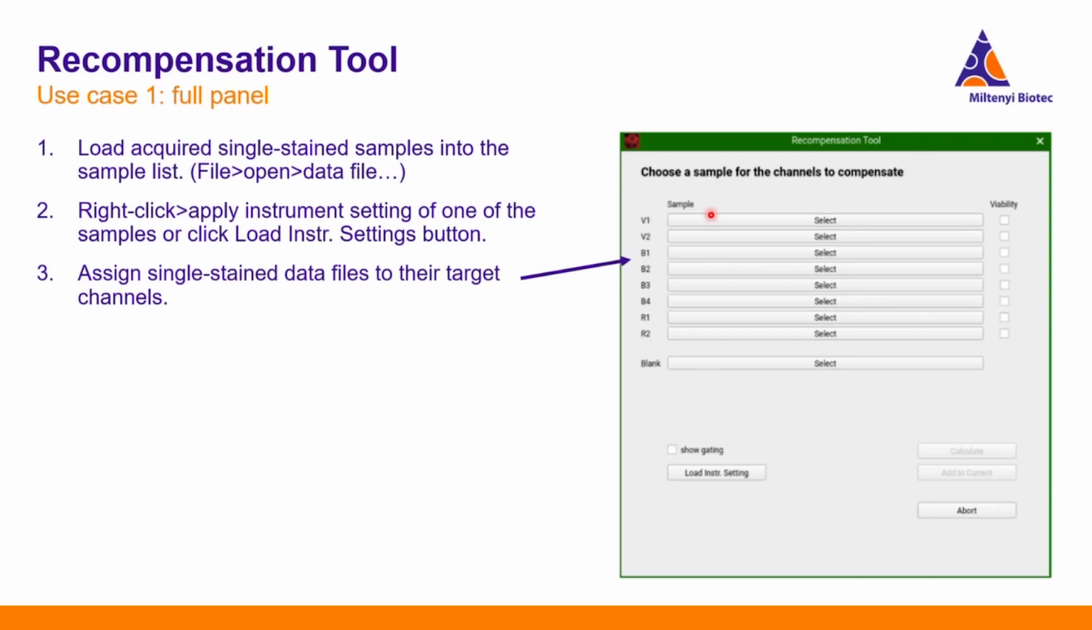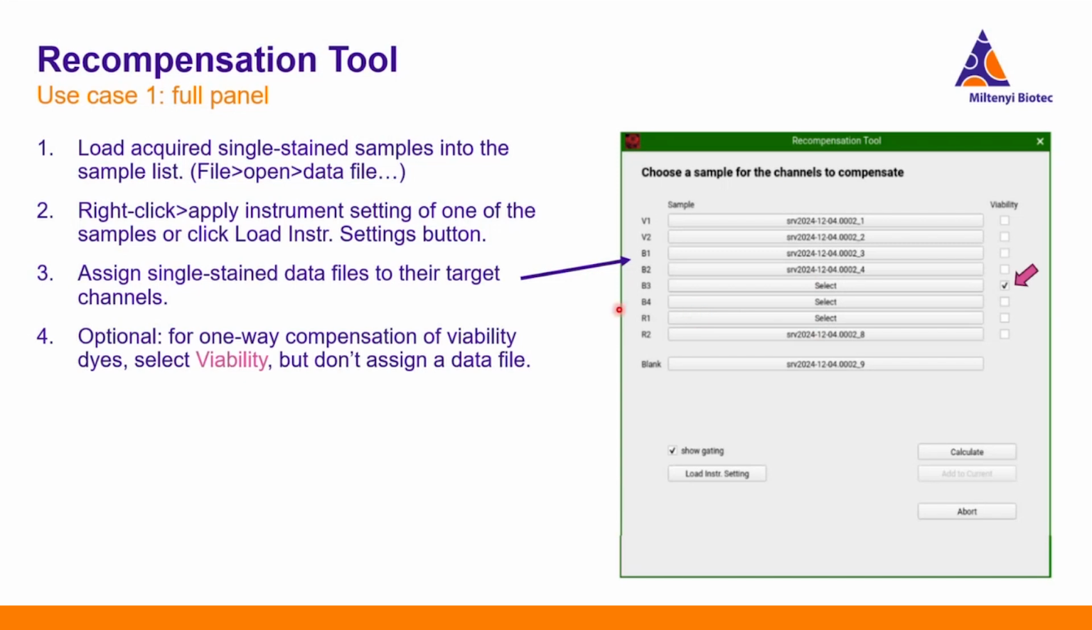And then here you can now assign the data files to the different channels, and you can do so by clicking Select, and then there will be a drop-down menu. So you can choose from the files which are in your sample list, and you assign them all one by one to their target channels. All the single stains. If you have a viability dye and you want to have a one-way compensation, here you just say, okay, this is a B3 viability, maybe it's PI, and you just click on viability, but don't select a data file. You just leave this open and just click viability.